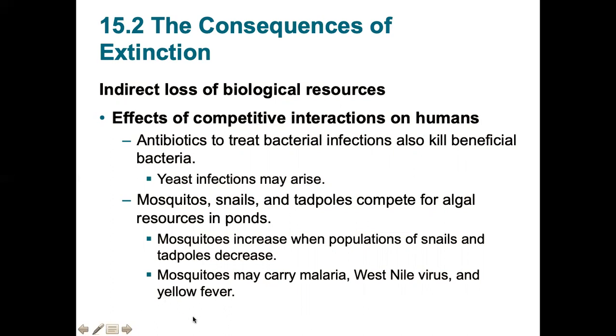The mosquitoes and tadpoles is another example of when you increase one population, the other population is going to decrease. And then don't forget, that increased population is going to affect other species, like West Nile is going to bloom, and yellow fever virus is going to bloom, and humans then are going to get sick.